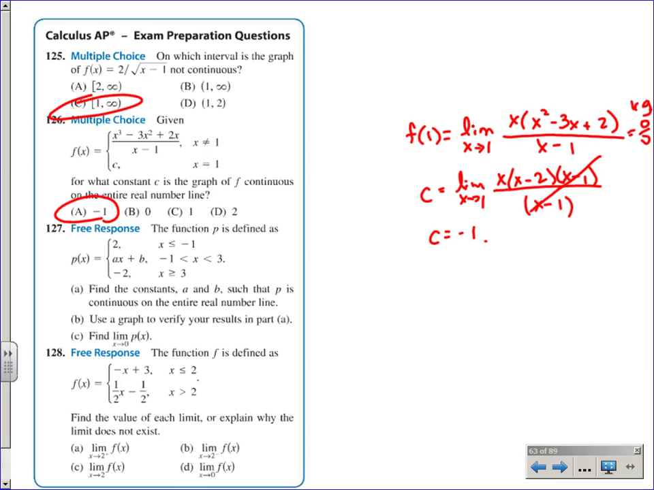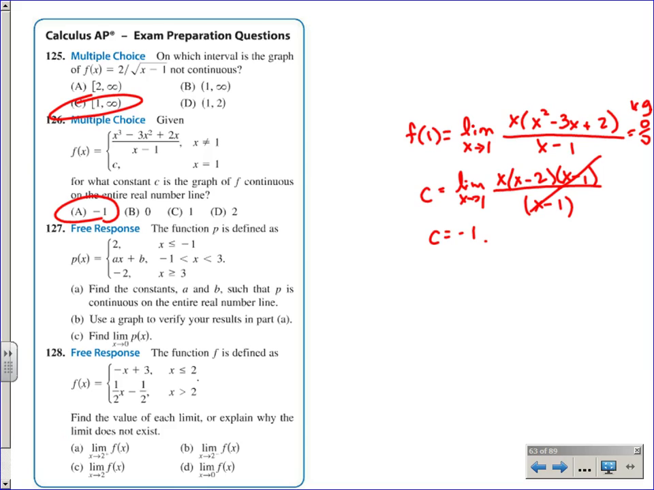Okay, number 127. How do we make this whole thing continuous? Does he have any domain problems by himself? Nope. Does he have any domain problems by himself? Nope. So where could there be problems? Not there, but where they meet. Good, at the separators, and there's only 2 of them. So we have to make everything match up at -1 and at 3.